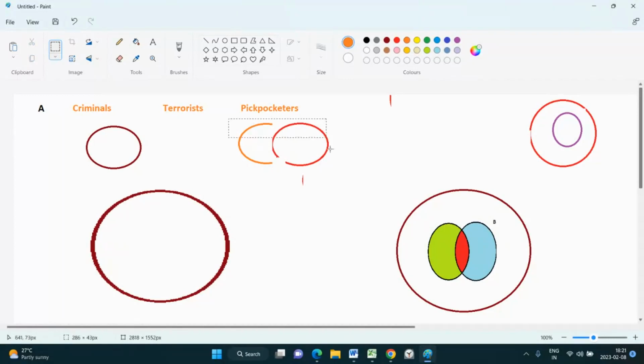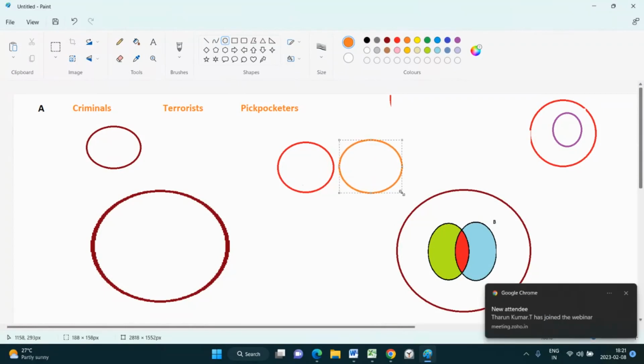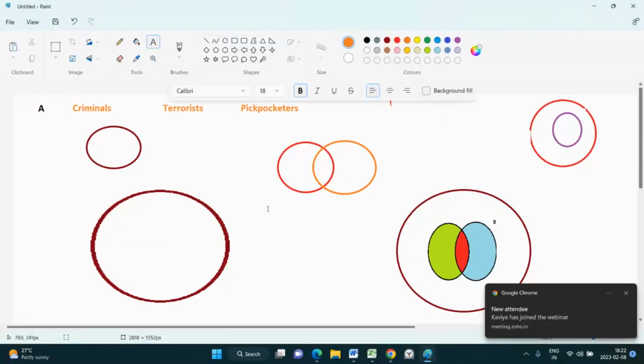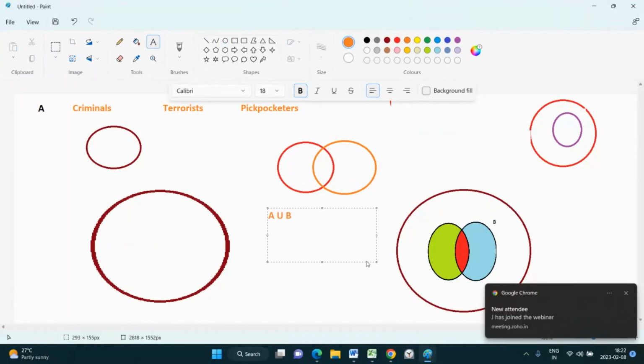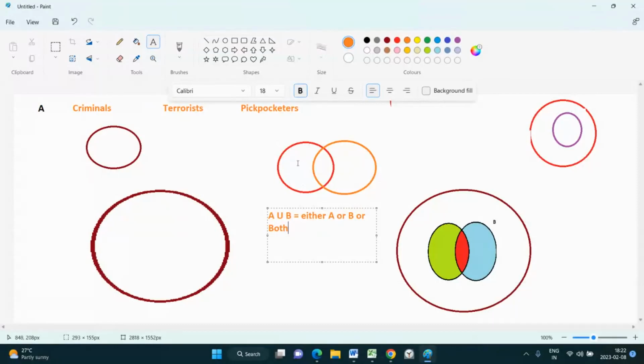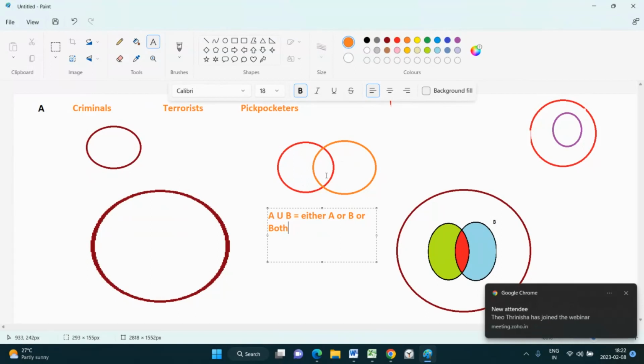I will draw once again because this is confusing. I want terrorist color is violet, red. Some pickpocketers are also terrorists. Some terrorists are also pickpocketers. A union B here. This combination is clearly some pickpocketers are also terrorists. Either A or B or both. So some pickpocketers are strict pickpocketers. Some terrorists are only terrorists, but some pickpocketers are also terrorists, is the union here. So A union B, or both.